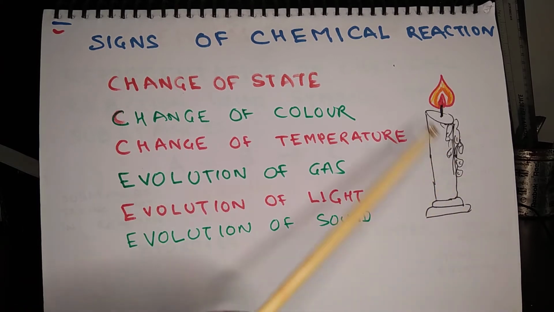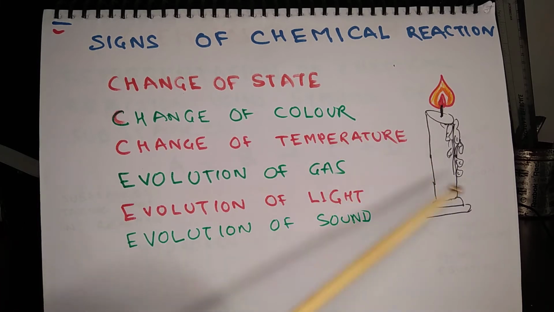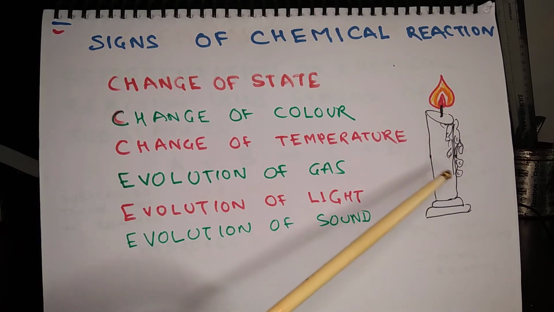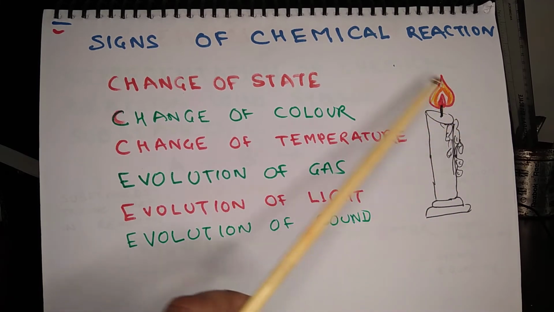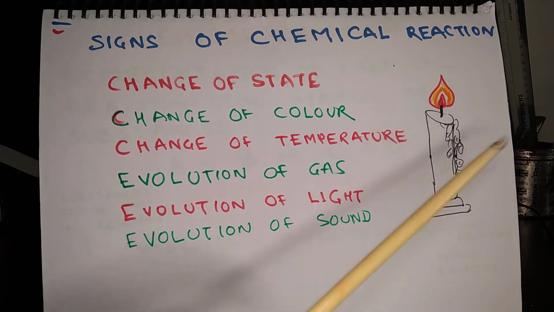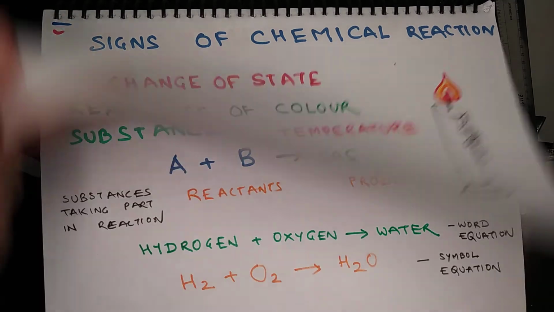So for example, let us look at this figure. There is a burning candle. So what happens? The candle, the wax from the candle, it is melting. It is changing from solid to liquid. Then the heat is being evolved. Okay, so all of these, they are signs of chemical reaction.